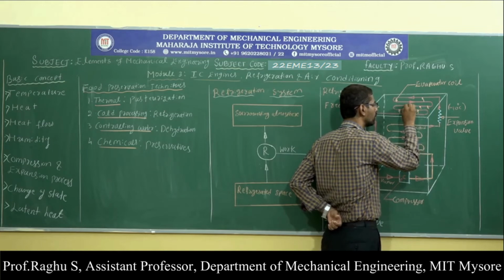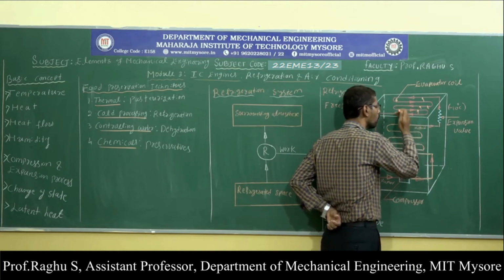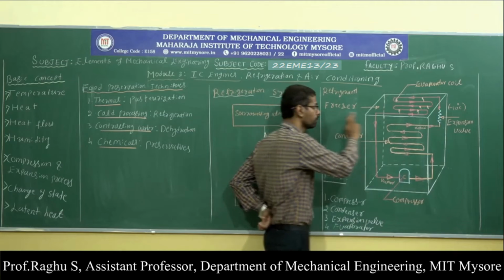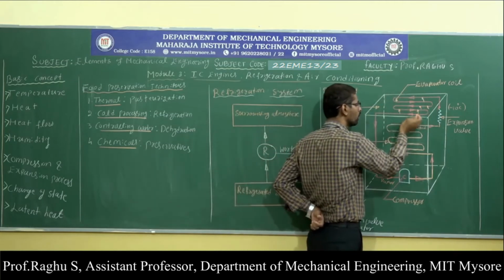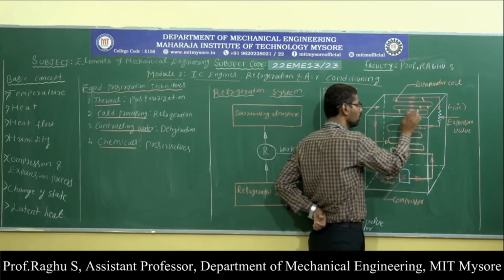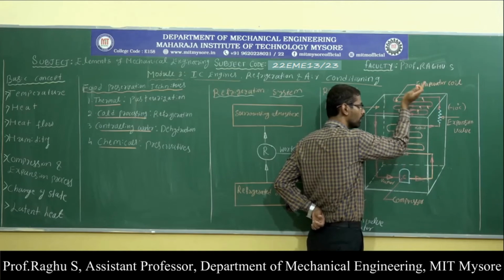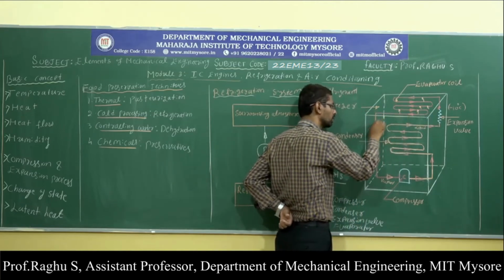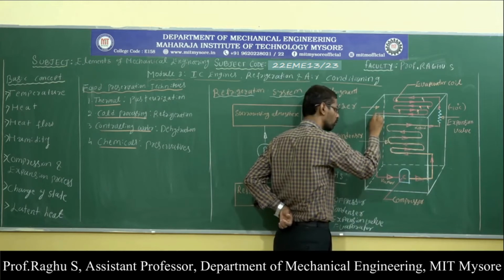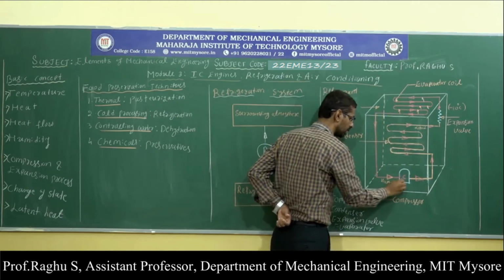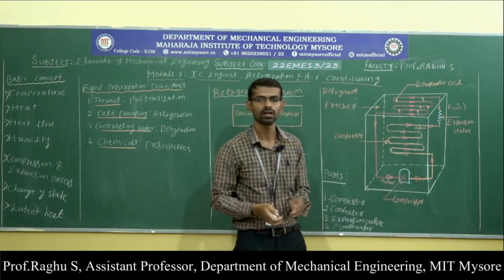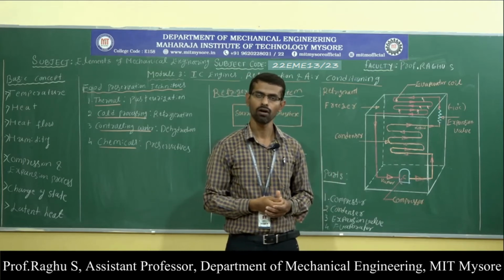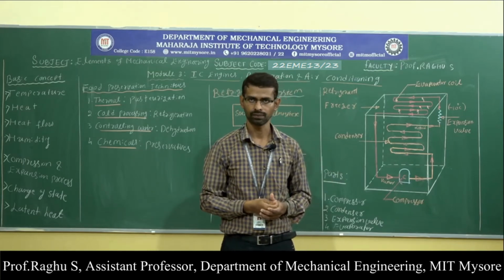Here we have cold liquid. Now this cold liquid absorbs heat from this refrigerated space, from the freezer. Hence the temperature of freezer gets reduced to lower value. Due to heat absorption, the liquid refrigerant gets converted to vapor form. Now the vapor form again enters into the compressor and the cycle gets repeated. So this is the working of domestic refrigerator or vapor compression refrigerator.